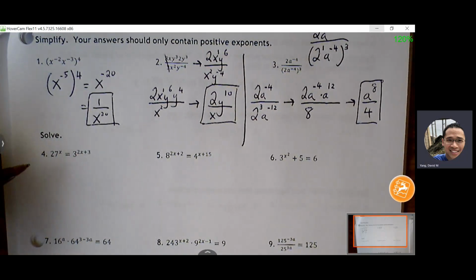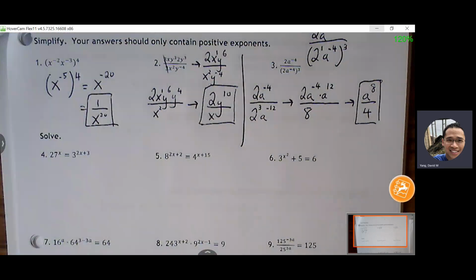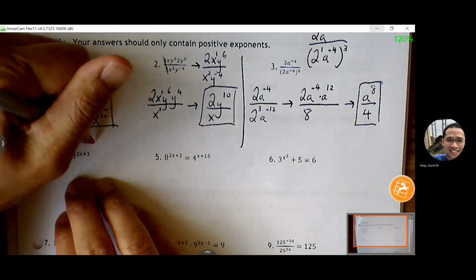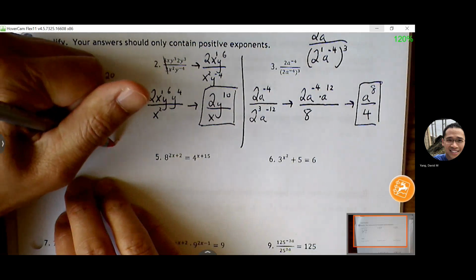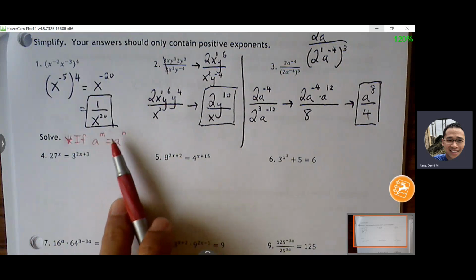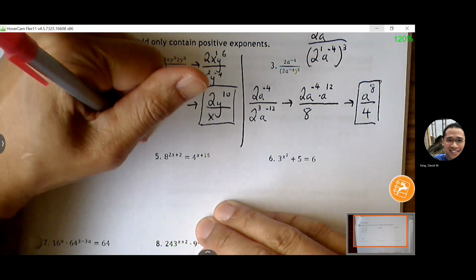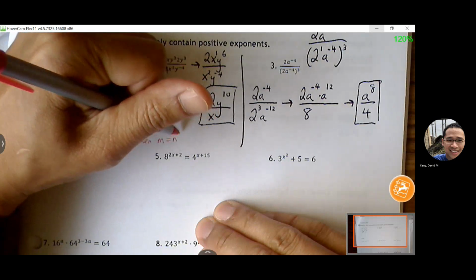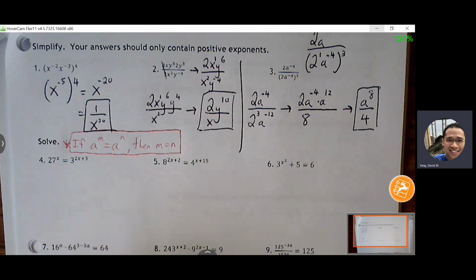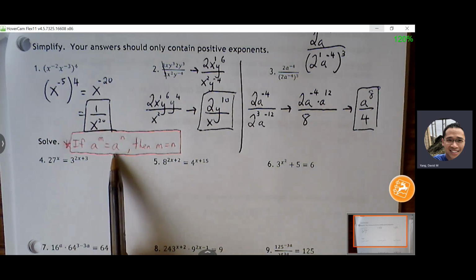Okay, for number 4 through 6, or maybe even further, we want to apply the special property here. The idea is that if I can get my bases to match, then I can simply rely on my exponents to be set equal to each other. So I can drop the bases completely and just focus on my exponents, but only if my bases are the same.